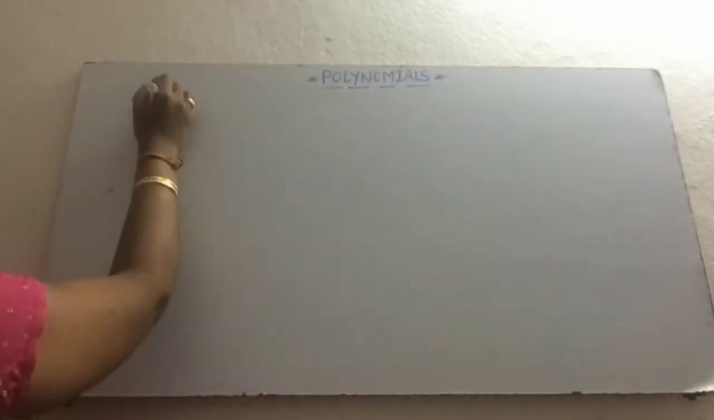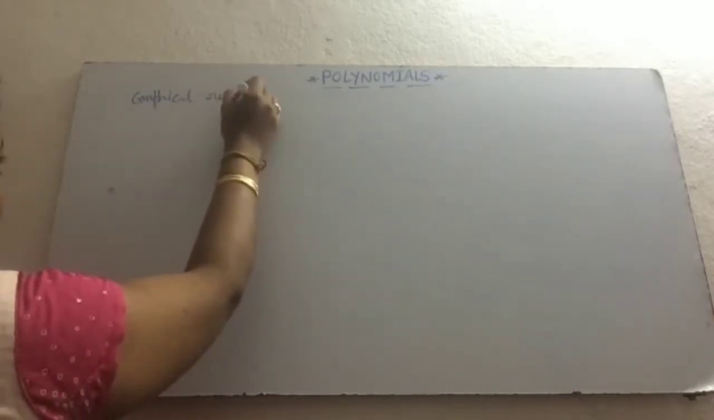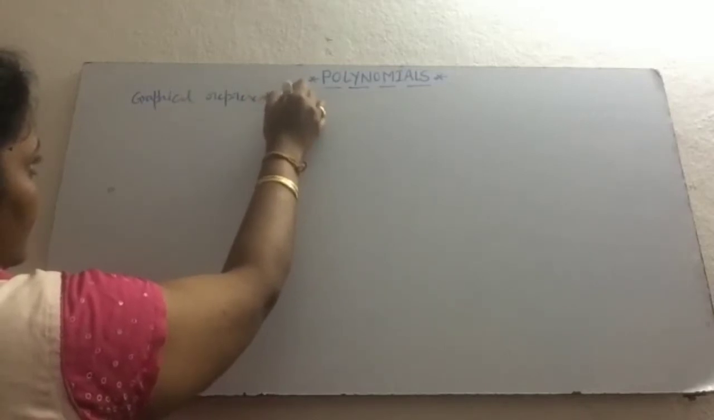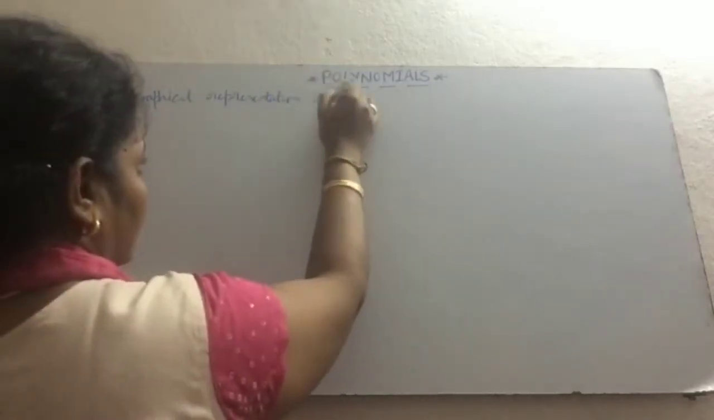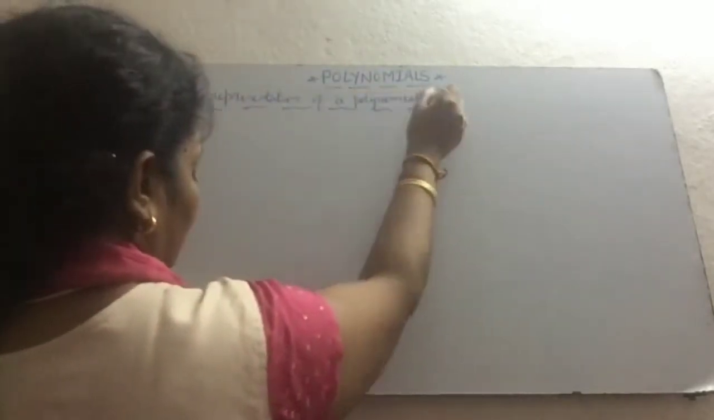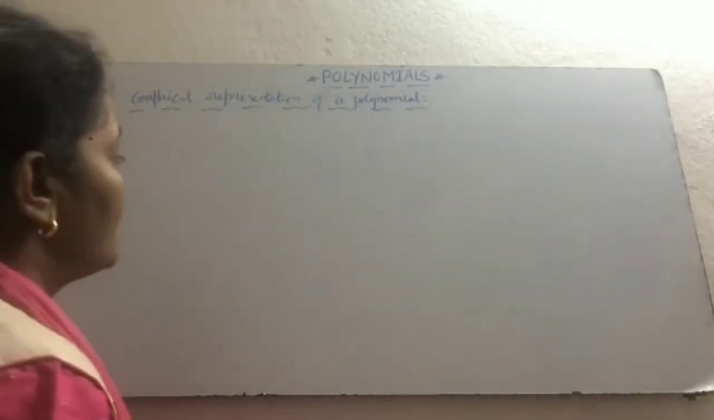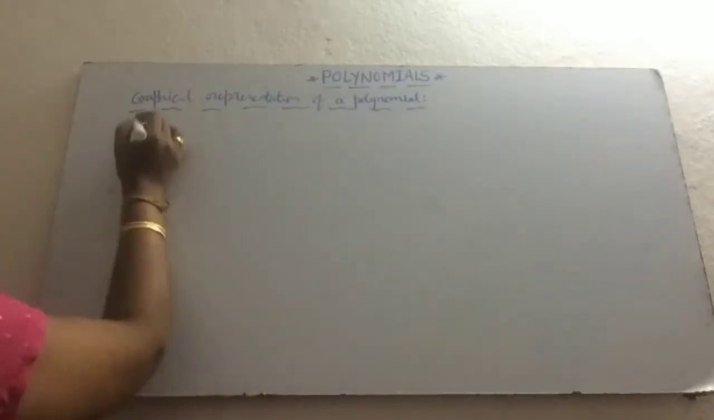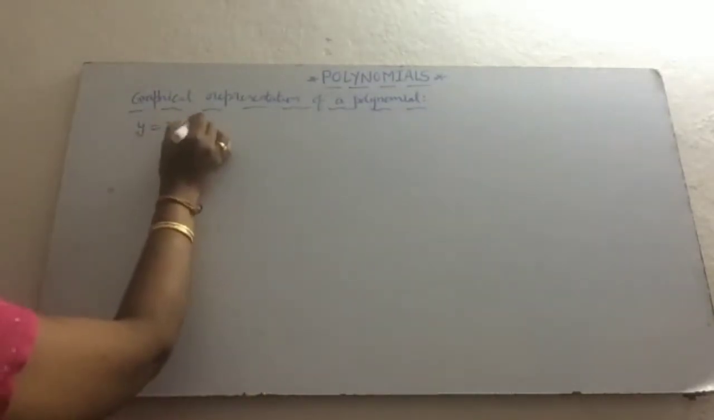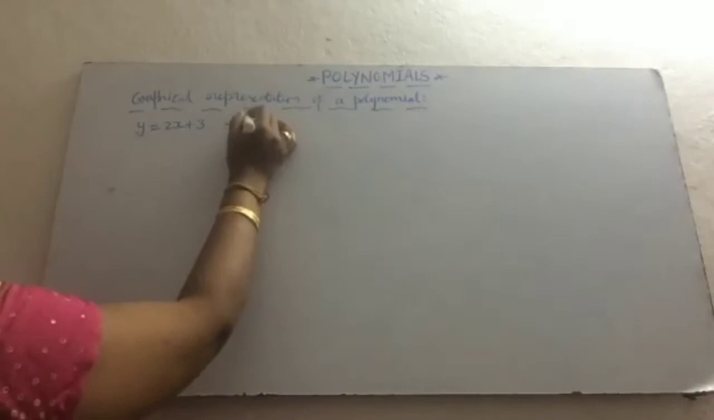And the next topic, graphical representation of a polynomial. Suppose I take the linear equation y equal to 2x plus 3. So this is the linear polynomial.